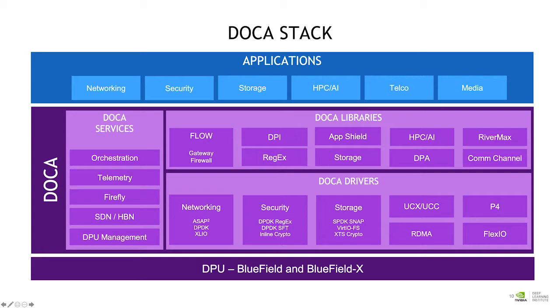Immediately below, the Docker drivers represent the software components that, in part, Docker libraries help abstract and future-proof, but they are also available to directly accelerate applications. For example, in the networking block of Docker drivers, ASAP Squared is a runtime accelerator that accelerates Linux kernel TC, OVS kernel, and OVS DPDK data paths natively.